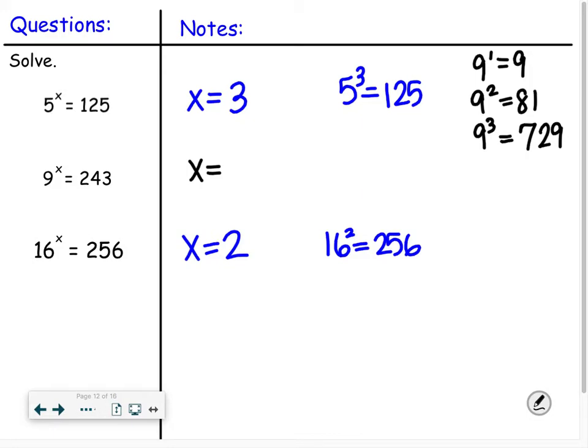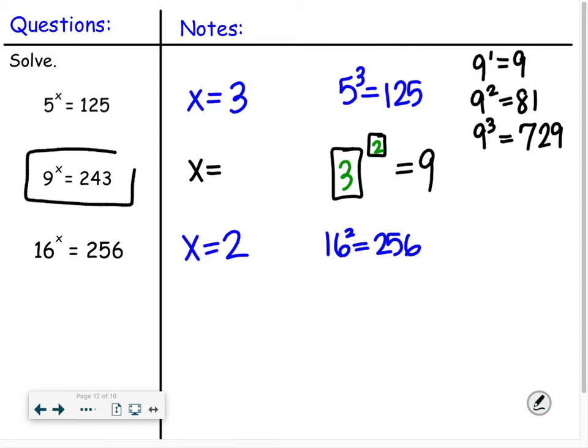So think about something that you could write as a power, like something to a certain power that equals 9. And I'm pretty sure you can come up with 3 to the second power. So then what we're going to do is we're going to write both of these numbers in this equation. We're going to write them both as powers of 9. So I'm going to write my equation over here.